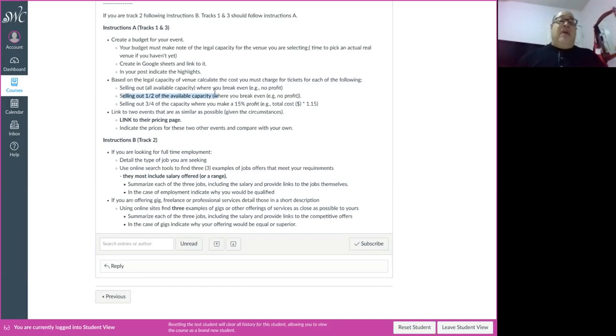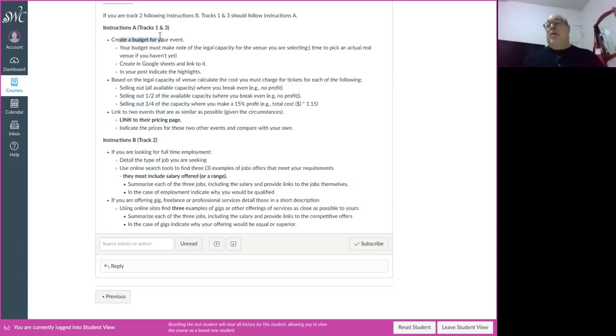And then the final one is you price out where you've sold 3/4 of the capacity. The goal is to make a 15% profit. So if you had a 100-person venue, 3/4 would be 75 people. So if you sold 75 people tickets and you need to make a 15% profit, how much would you have to charge? And again, all of that is based on your budget.